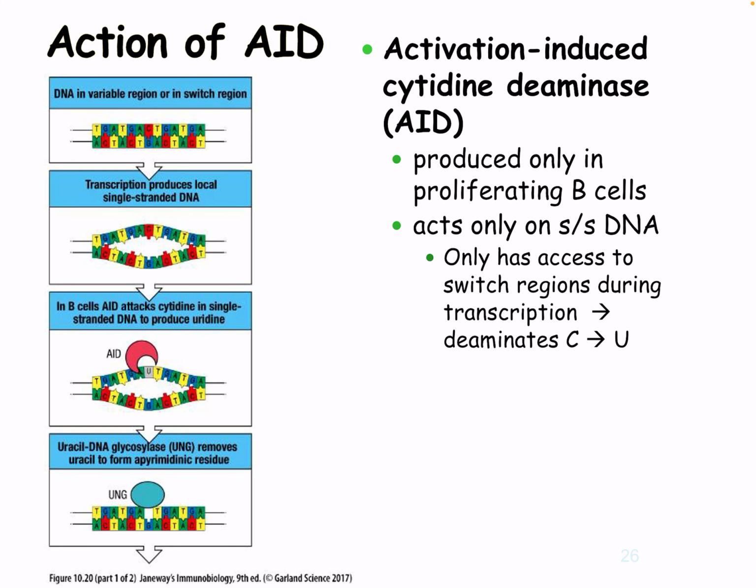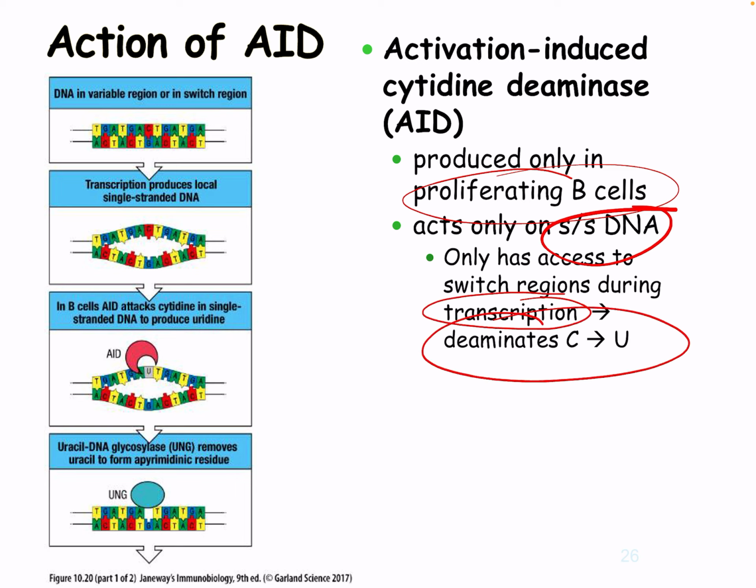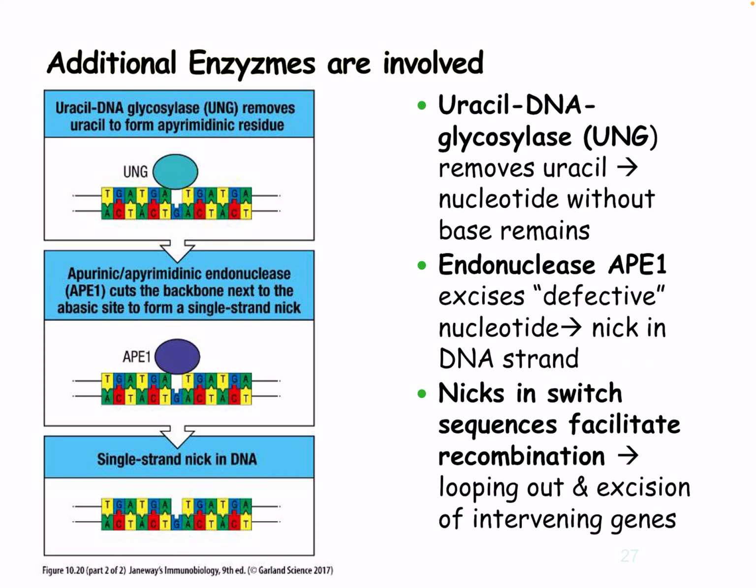So again, AID is produced by proliferating B cells and acts only on single-stranded DNA and only has access to the switch region during transcription and deaminates the C to U, as we said. So here, DNA in the variable region and the switch region. Transcription produces the local single-stranded DNA as we normally have in our DNA process. So in B cells, we'll have AID, which attacks cytidine in the single-stranded DNA to produce uridine. So it swaps out. Now we have a mutation. So now we have a protein called UNG, which is uracil DNA glycosylase, which removes uracil from the apurinic residue. And then this area will be repaired and then it gets excised.